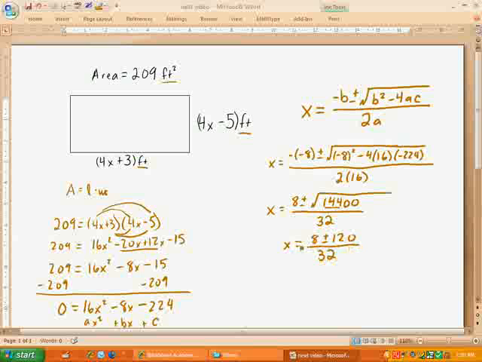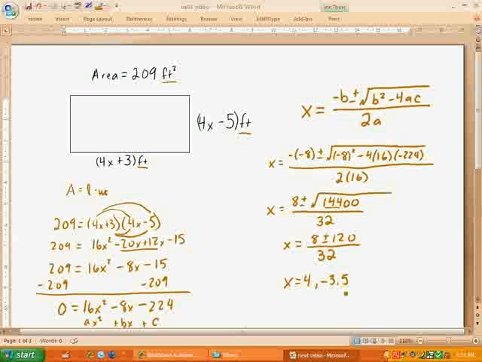Alright, so now I just need to solve each of those. 8 plus 120 is 128. Divided by 32 would give me 4. So x can be 4. And then I've also got 8 minus 120 divided by 32, which will give me negative 3.5. Okay, so that was doing both the positive and the negative.